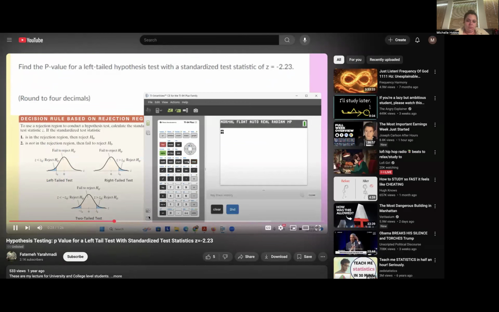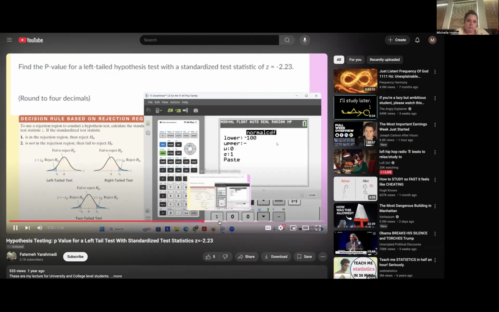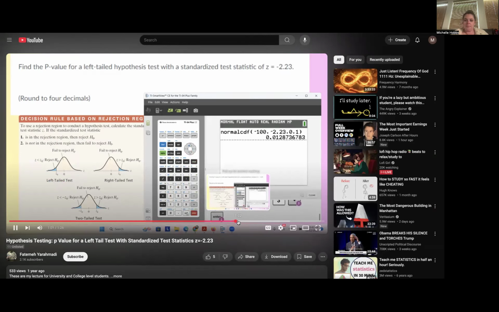We need to go to second, then the distribution menu. Again, this is the graph that we are looking at, with the negative sign, the mean is 0, standard deviation is 1. So we can calculate the p-value, which is 0.012873. And since the question says round to 4 decimals, the answer is 0.0129 because we need to round it up.